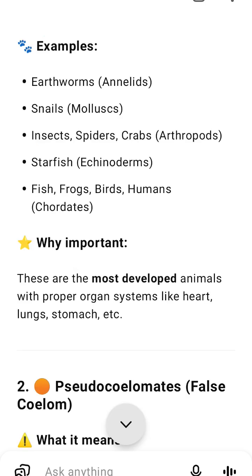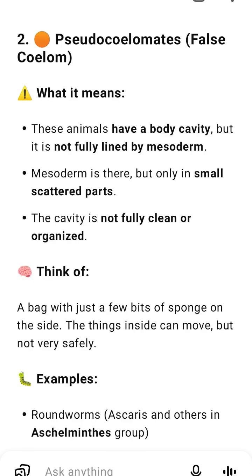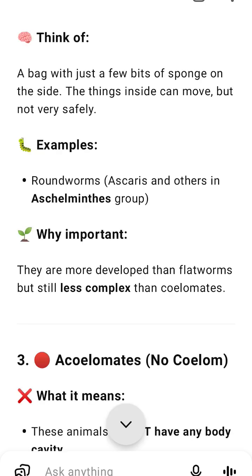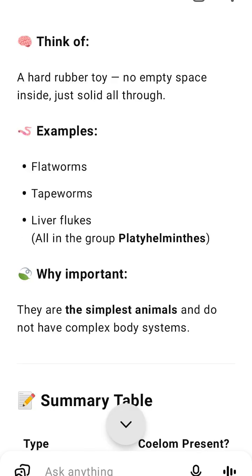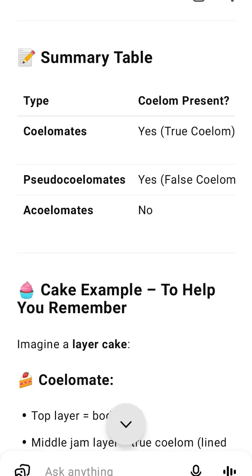3 types of animals based on the coelom. 1. Coelomates, true coelom. These animals have a real coelom, completely lined by mesoderm. Organs can grow safely and move freely. Most complex animals are coelomates. Examples: earthworms, insects, starfish, fish, frogs, birds, humans, all from the groups annelids, arthropods, mollusks, echinoderms. Think of a suitcase with things all around. Things inside are safe.